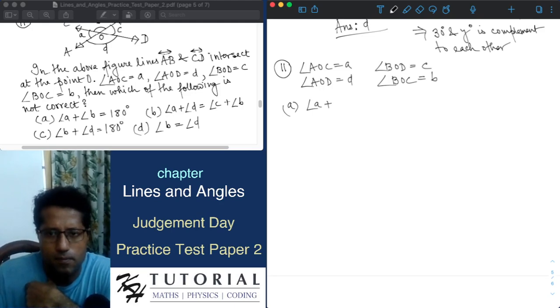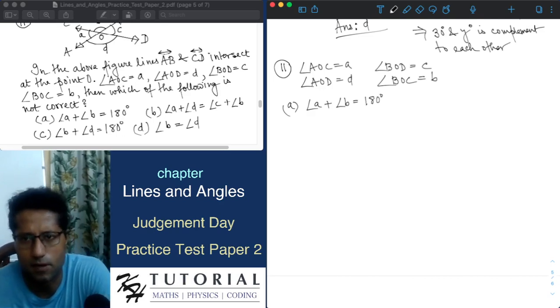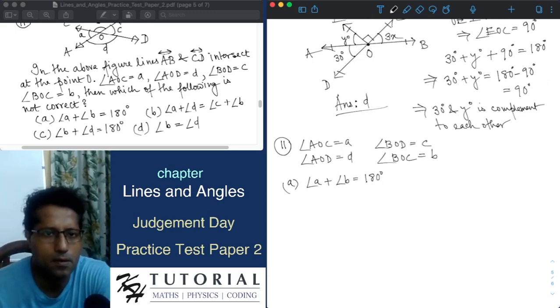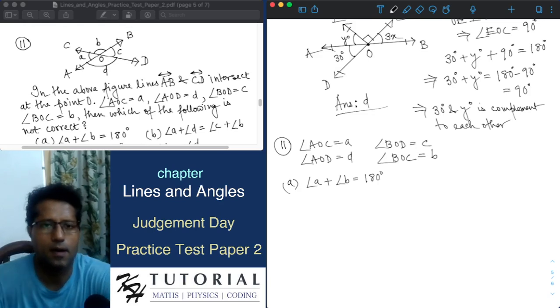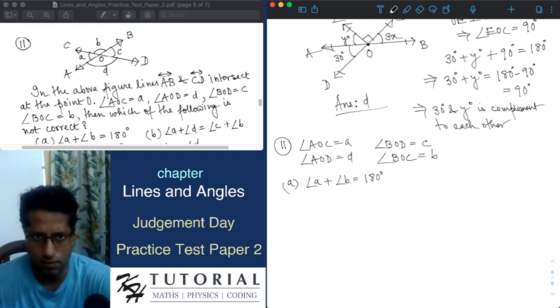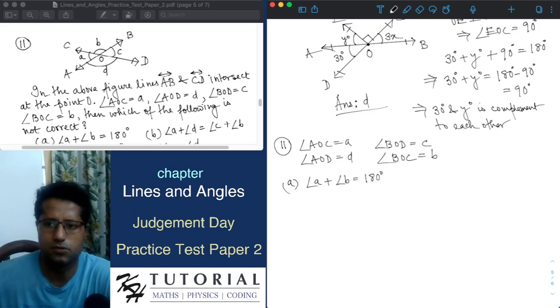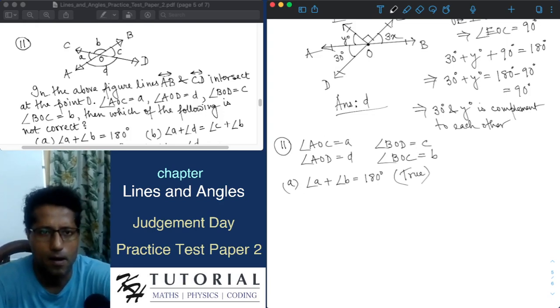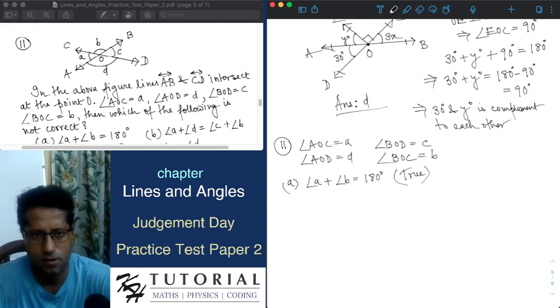Angle A plus angle B is equal to 180 degrees. I mean, they are supplementary, angle A and angle B. Angle A and angle B are 180 degrees supplementary. This is true because angle A and B are a linear pair of angles.